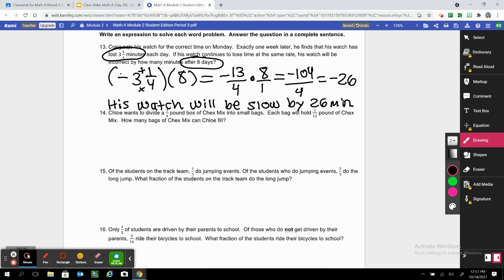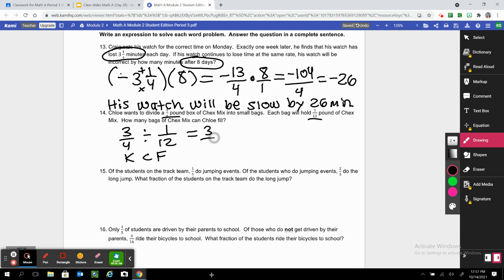All right, number 14. Chloe wants to divide a 3/4 pound box of Chex Mix into small bags. Each bag holds 1/12 of the Chex Mix. How many bags of Chex Mix can Chloe fill? So we're going to divide 3/4 by 1/12. So this is keep, change, flip.